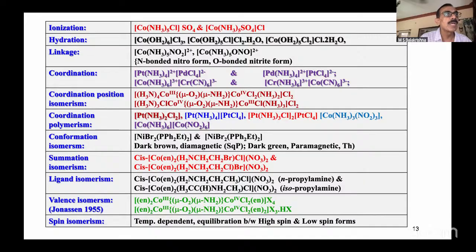And ligand isomerism, in this one, what happens? Let us say there is N-propylamine as a ligand in one, in another one isopropylamine is there. And of course, N-propylamine and isopropylamine have the same composition. So this is called ligand isomerism. And then valence isomerism is also there. And again, spin isomerism also we come across. The spin isomerism arises due to the temperature dependence of some of the metal complexes. So that means with temperature, they become high spin, or high spin can become low spin. This is spin isomerism. These are all the isomerisms we come across among coordination compounds.